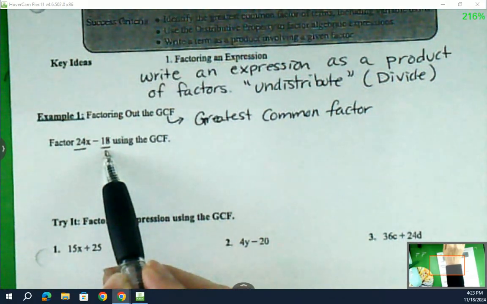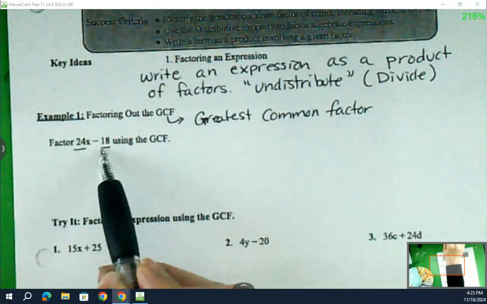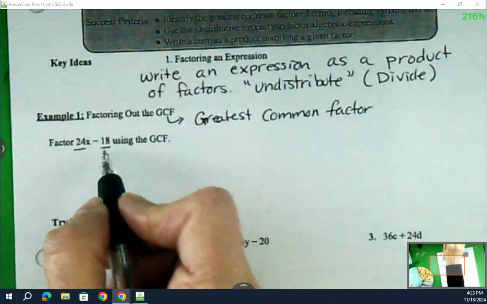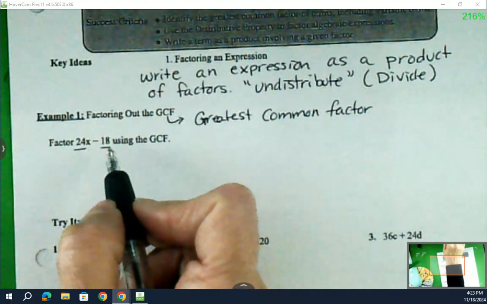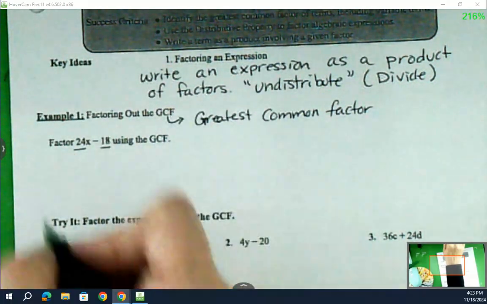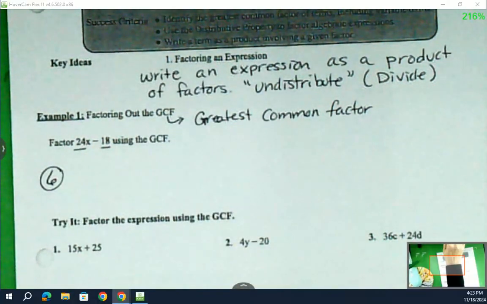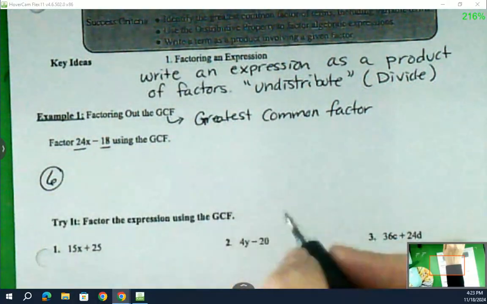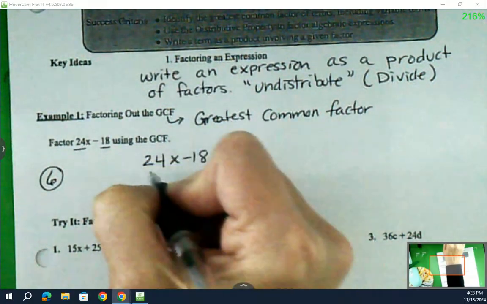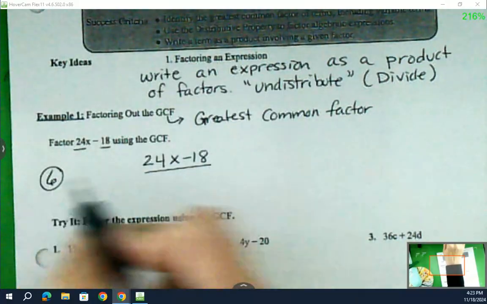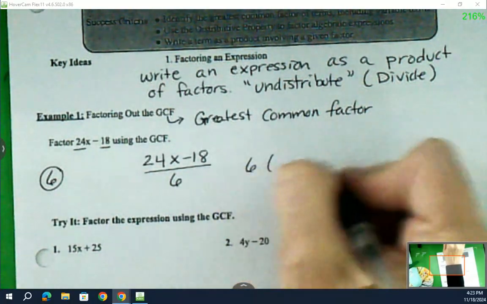So they have 3 in common. 4 they don't have in common. And 6 they have in common. 6 goes evenly into both of them. And then 18 does not go into 24, so we know that 6 is the greatest common factor. And so we're going to factor out the 6. So when we rewrite this, 24x minus 18, what we're trying to say is to pull the 6 out in front. Okay, so 6 parentheses.